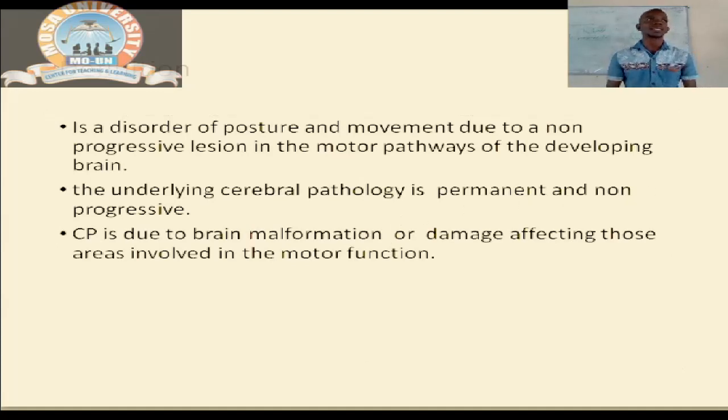Okay, so basically the parts of the brain that are going to be affecting the motor function of the human body. So the motor pathways of the developing brain is where these lesions are. Further here we are saying the underlying cerebral pathology is permanent and non-progressive. Cerebral palsy is due to brain malformation or damage affecting those areas in the motor function. So this is basically talking about what I have explained.